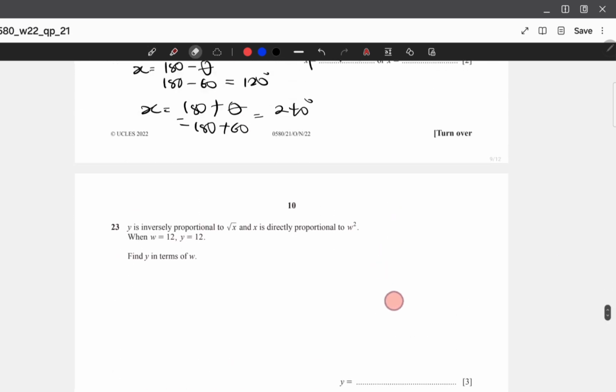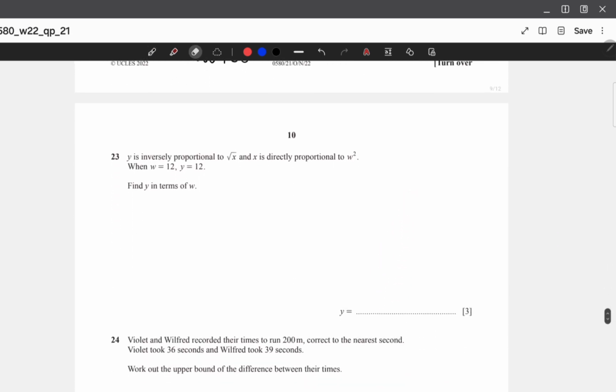Moving on. Okay, so number 23, they say y is inversely proportional to the root of x and x is directly proportional to w squared.